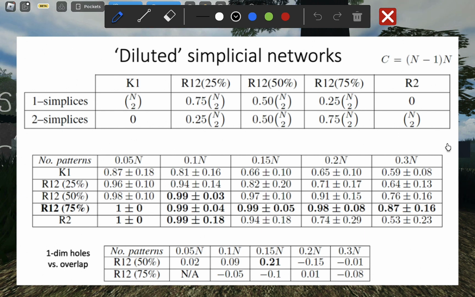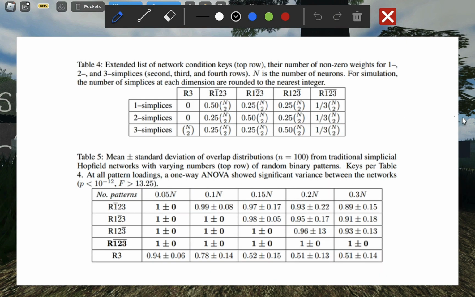So these are the simplices that we choose to weight in our particular network, and then you can see our results in the next part of the table, where we have different loading of memory. Starting at 0.05 n, n being the number of neurons, up to 0.3 n, and you might remember the traditional capacity for a Hopfield network was 0.14 n approximately.